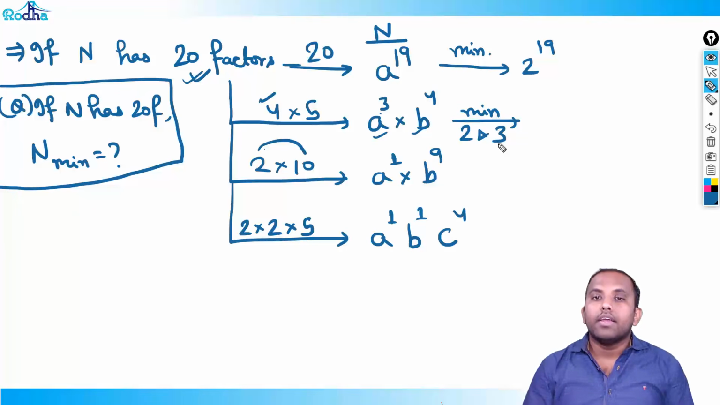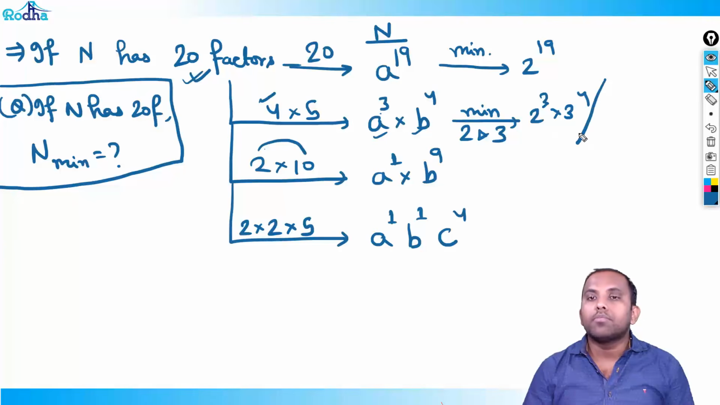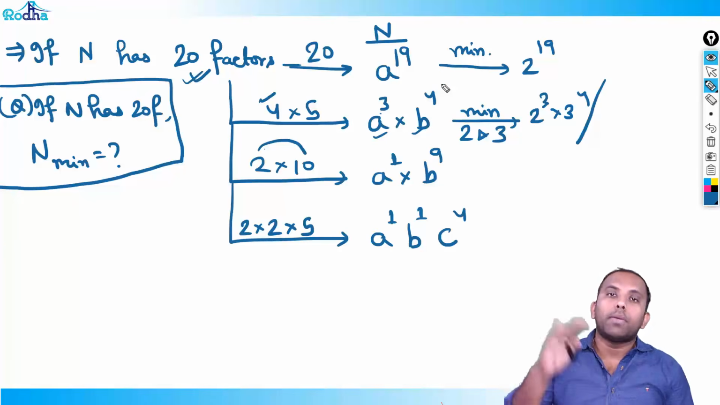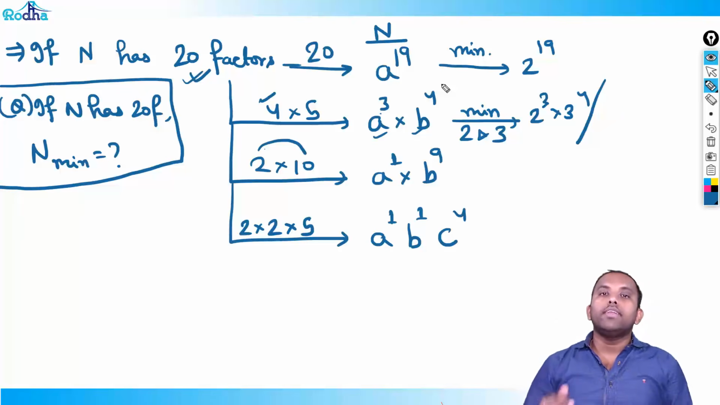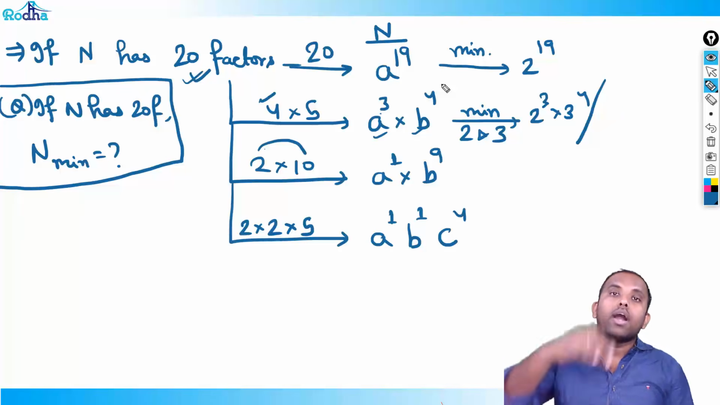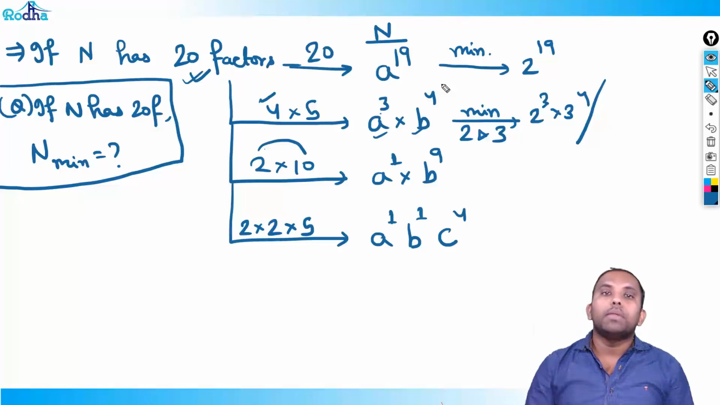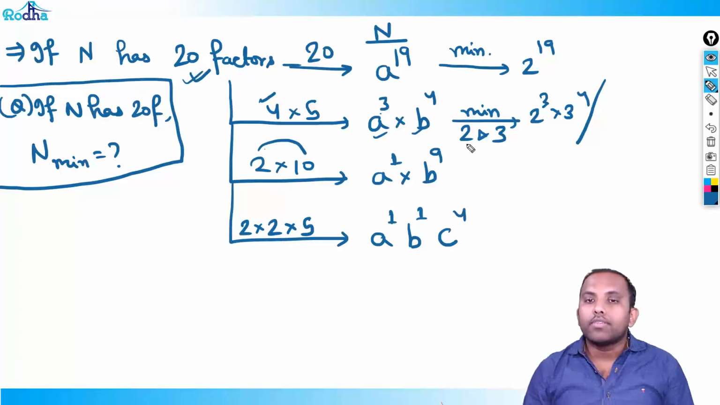So if I assign 3 to B, the number becomes 2 cube into 3 raised to 4. This is not the minimum. What will be minimum in this case? Minimum will be when B has more power and I'm trying to minimize the value. So I should assign the lower value to the higher power. That means I should assign 2 to B and 3 to the other.